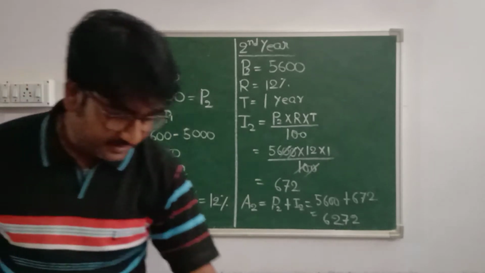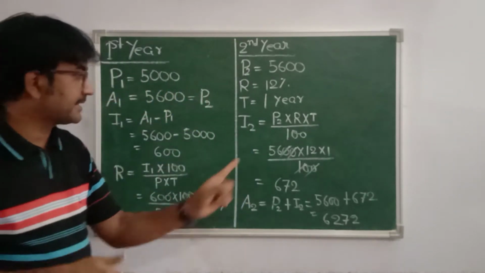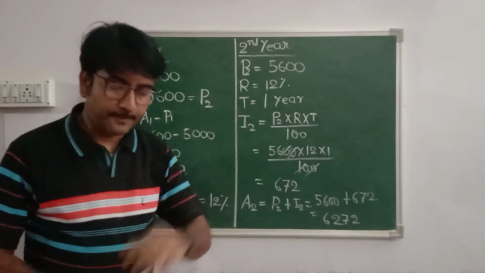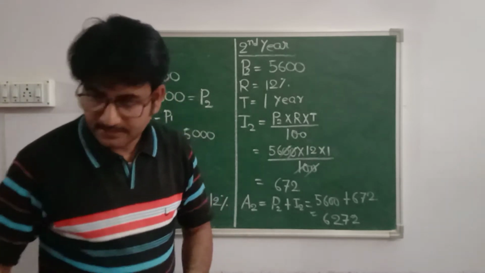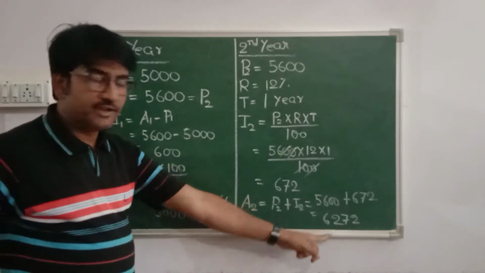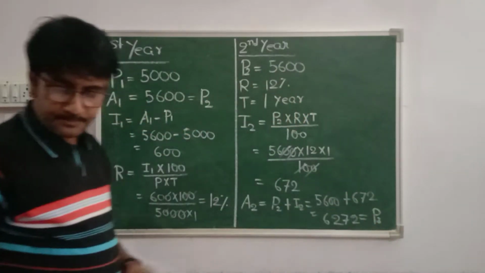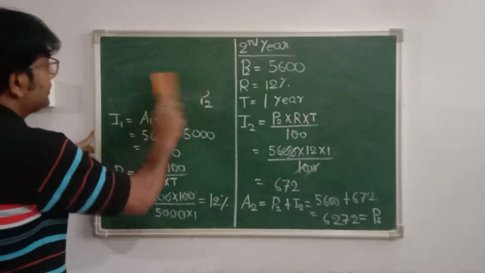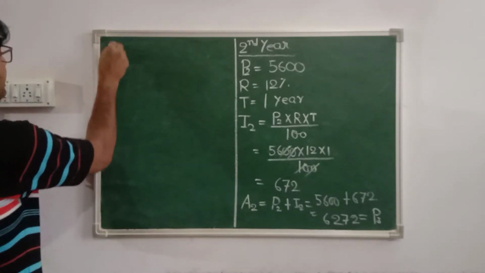Now what is required in the question is the interest accrued in the second year. So we got the interest for the second year, that is equal to 672. Now the third point required in the question is the amount at the end of the third year. So let us get into the third year. So the amount at the end of the second year is obviously the principal for the third year, so P3. So now let us come to this third year.